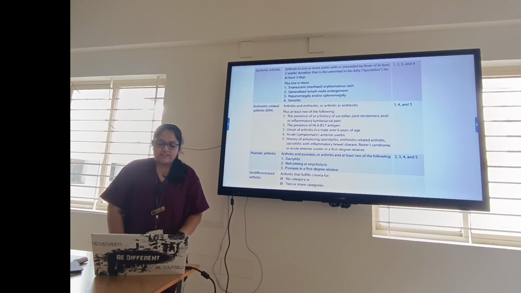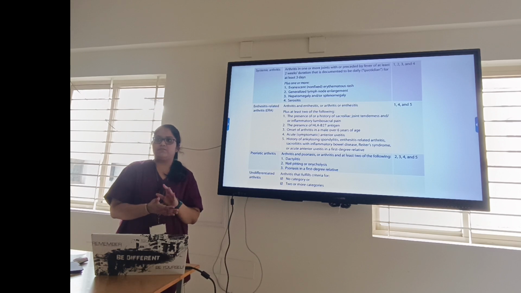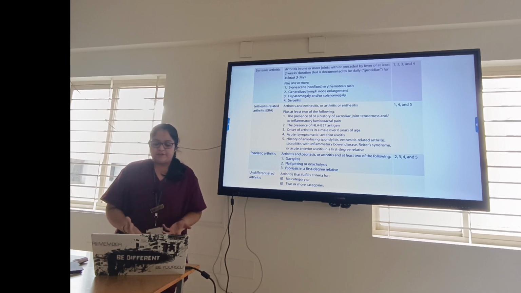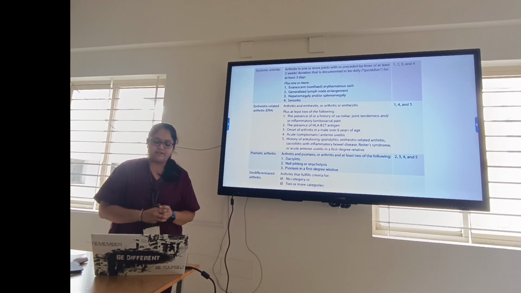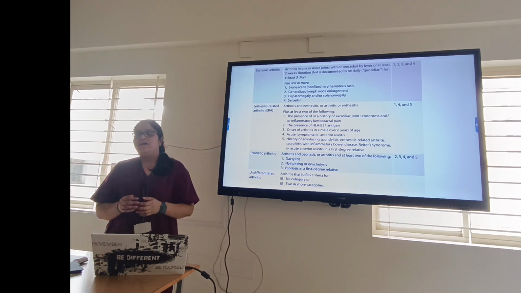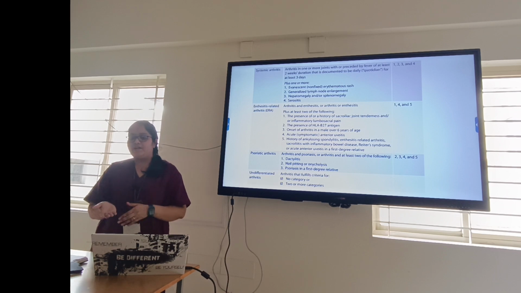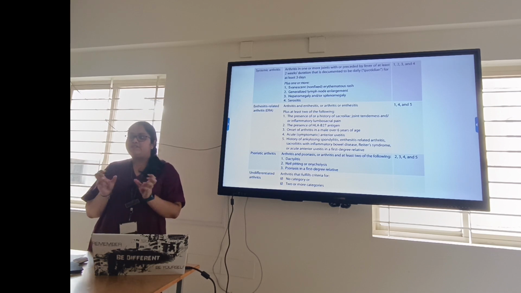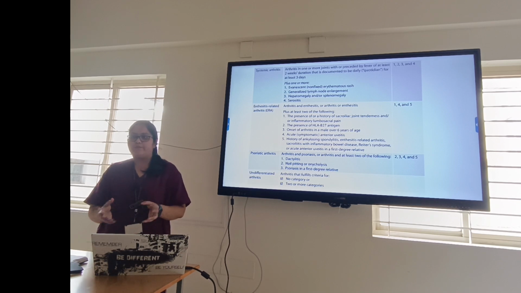Next is enthesitis related arthritis. Enthesitis is inflammation in the regions of tendons and ligaments where they are connected to the bones. When the tendons and ligaments are inserted into the bones, those areas become inflamed. So what are the criteria? The presence of a history of sacroiliac joint tenderness or inflammatory lumbosacral pain, and also the presence of HLA-B27 antigen. This HLA-B27 antigen is present in the body and helps to differentiate the body's own cells from foreign bodies that are entering the body.